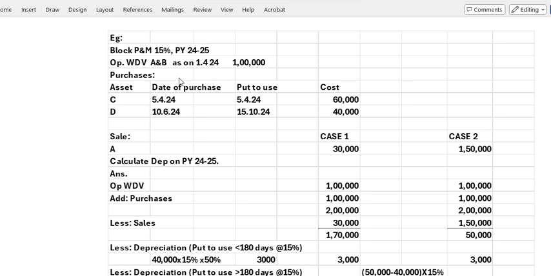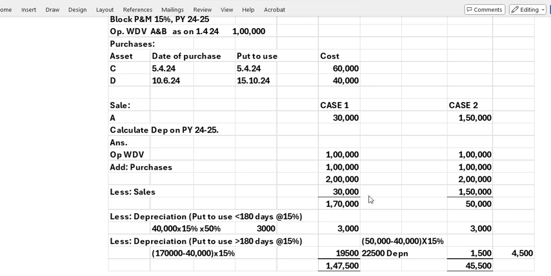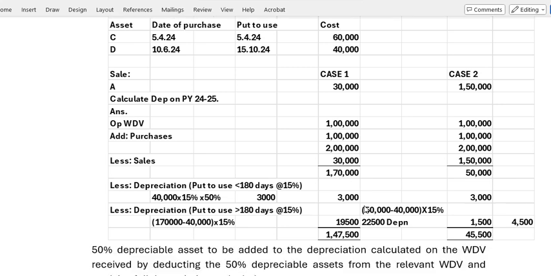Now we know the opening WDV is 1 lakh for A and B together. In both cases it is the same. And purchases are 60 and 40, total 1 lakh, in both cases. So opening WDV plus purchases, the total is coming 2 lakhs in both cases. Now the sales: in case 1 it is 30,000. So you have to add the purchases to the opening WDV and deduct the sales. A you have sold, 30,000 you have deducted here. The balance is 1,70,000, which is the WDV you are considering for depreciation.